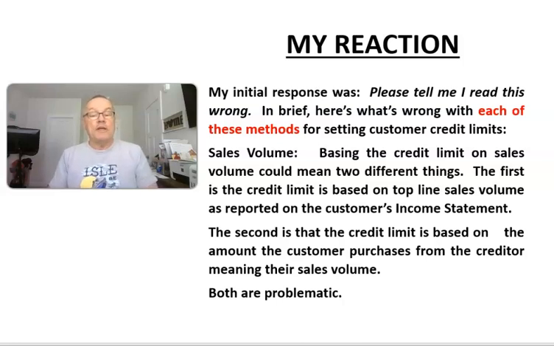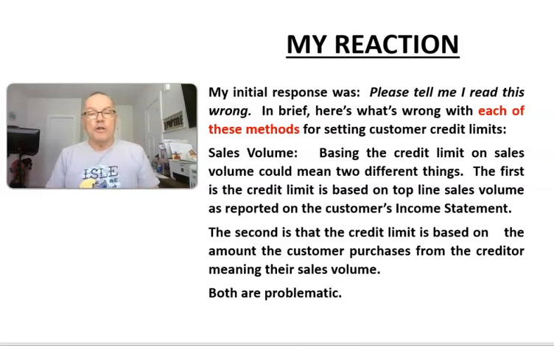So first of all, that could mean two different things. It could mean, for example, that the credit limit is based on the top line sales number being reported on the customer's income statement. The second is that the credit limit is based on the amount the customer purchases from the creditor company, meaning its sales volume of purchases from that creditor. And from my perspective, both of these concepts are problematic. So let's take a look at the first one.